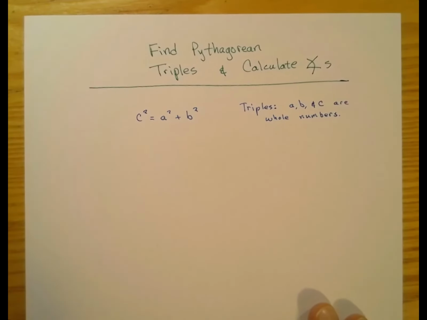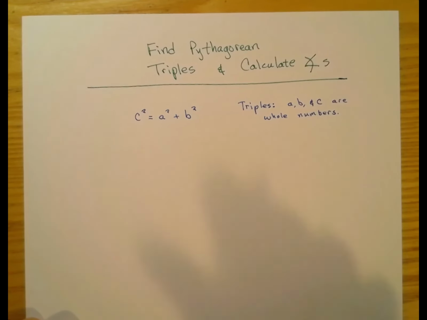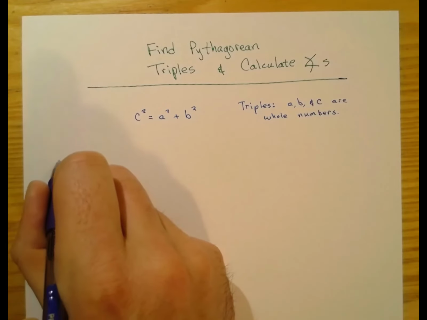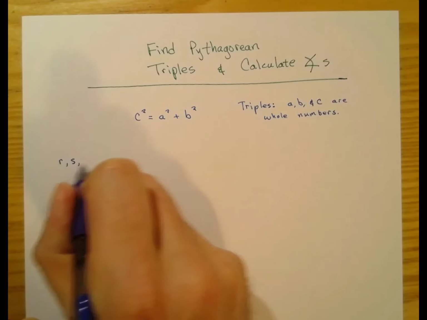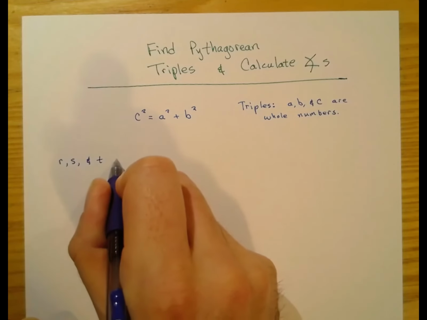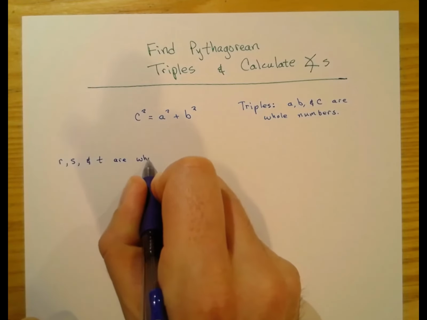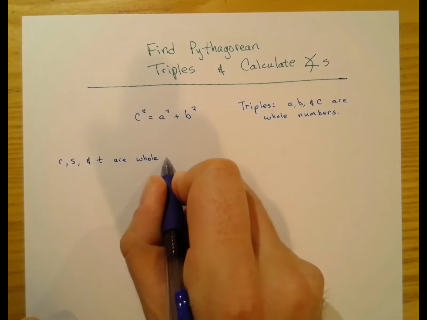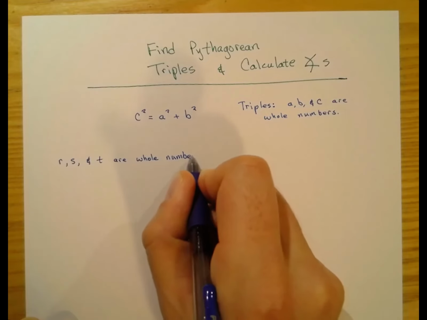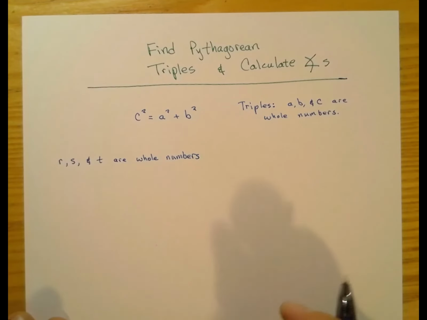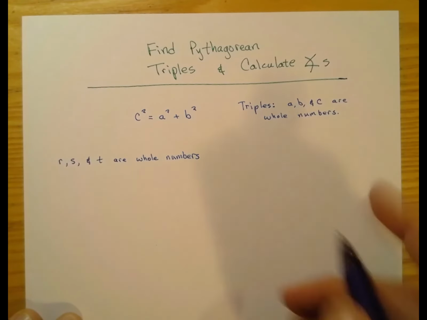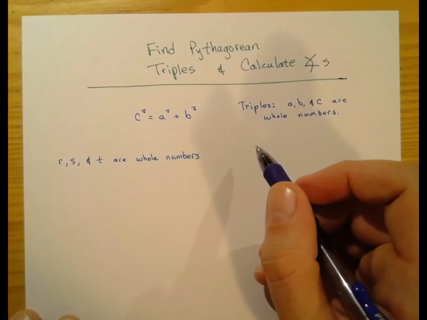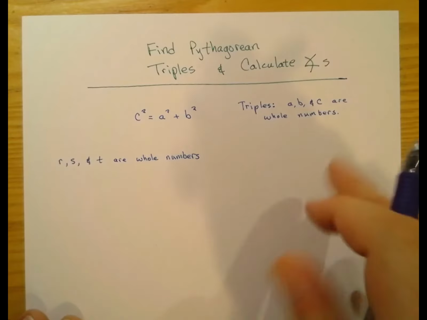So we're going to have a few other variables here. I'm going to introduce variables r, s, and t. And r, s, and t are going to be whole numbers. And there's one more restriction on r that we're going to discover in a moment. But it's not a bad one. Basically, r just has to be an even number, and that'll take care of everything.